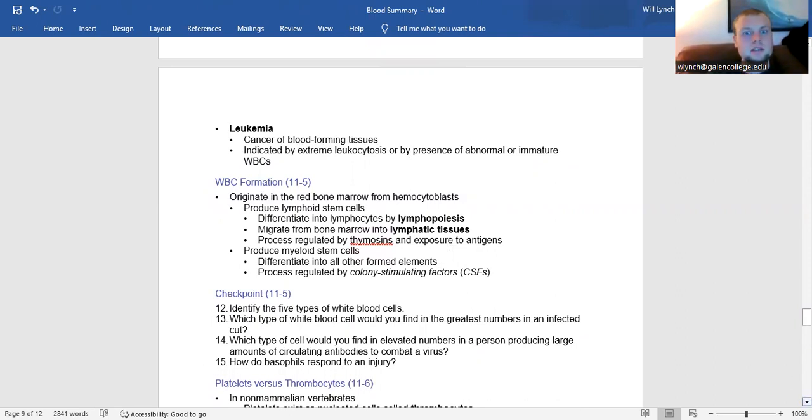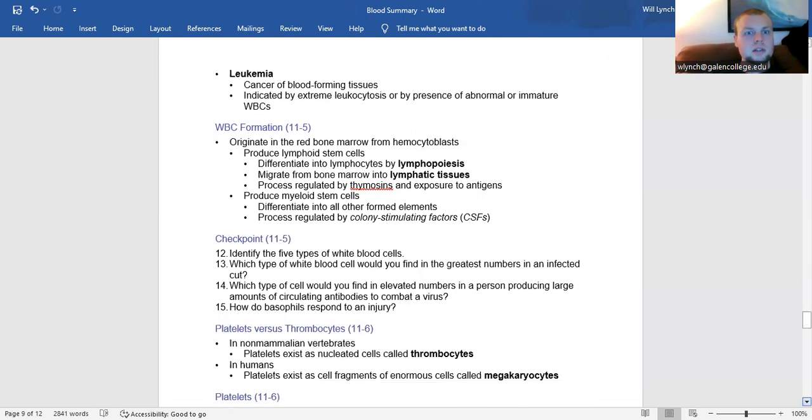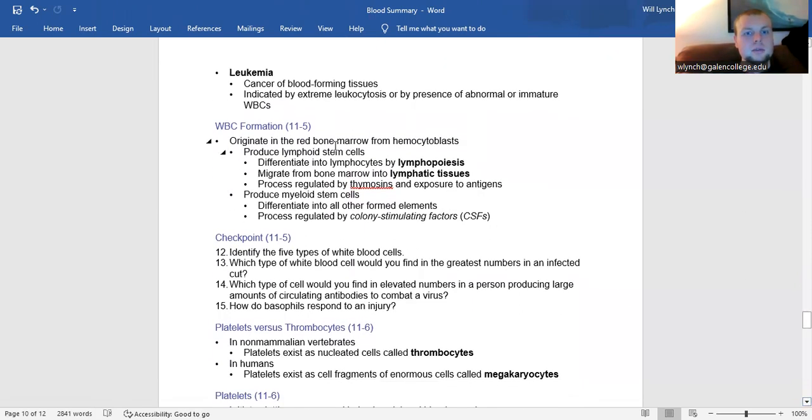White blood cell formation is going to happen in the red bone marrow, just like we had for the erythrocytes. Inside of the red bone marrow, we have cells known as hemocytoblasts. The hemocytoblasts are differentiating into either myeloid stem cells or lymphoid stem cells. The lymphoid stem cells are going to create our lymphocytes, and this is by lymphopoiesis.